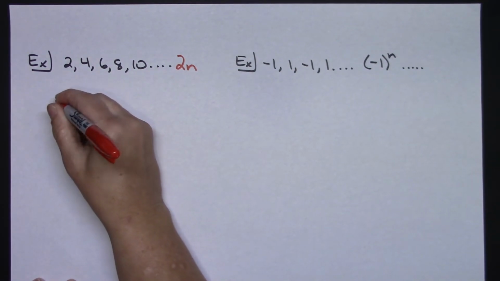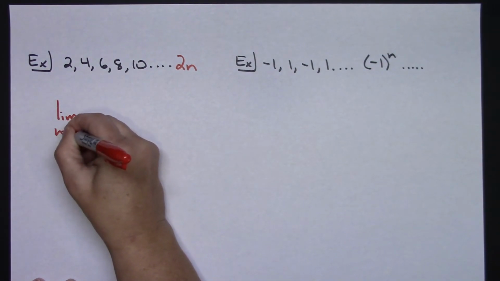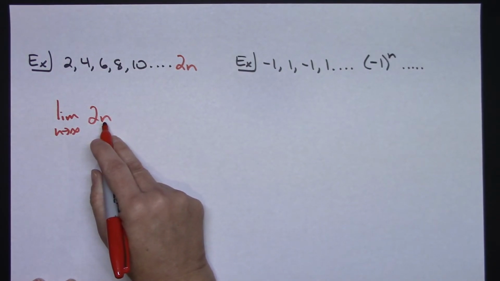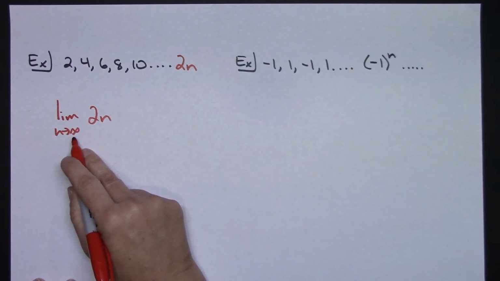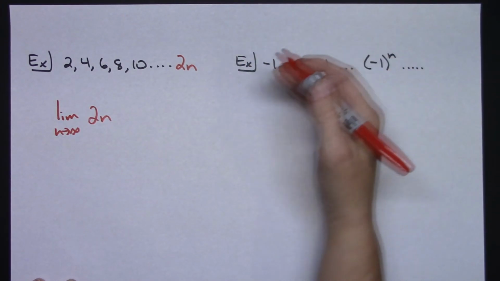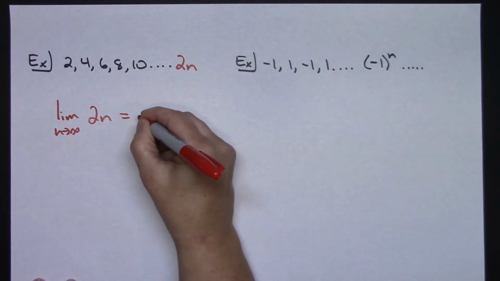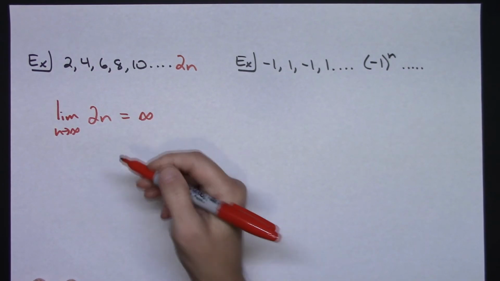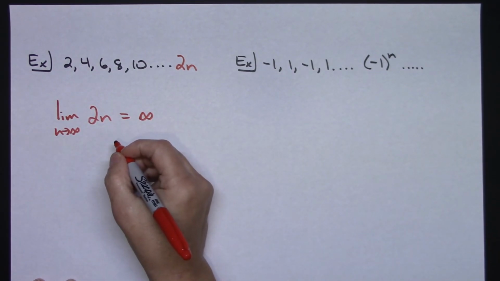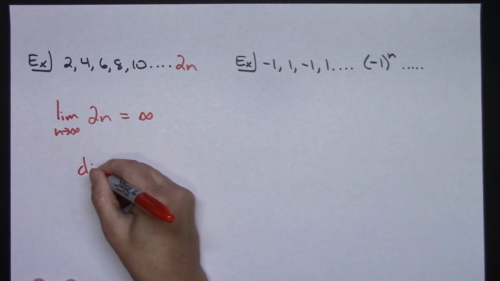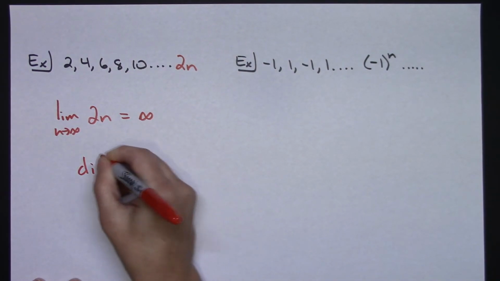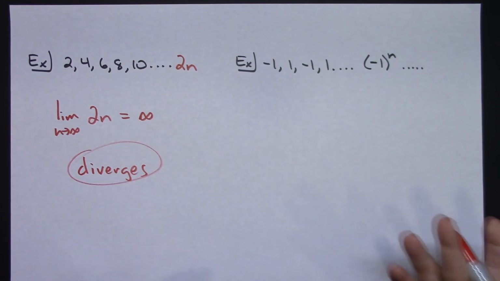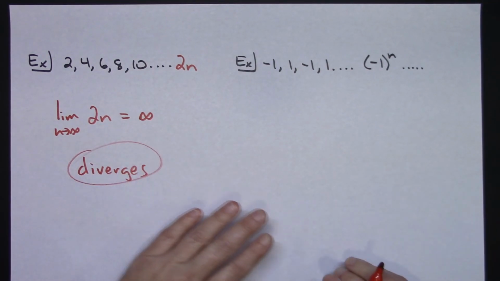So I'm going to take the limit as n approaches infinity of 2n. I'm going to do a substitution in there with infinity. Well, infinity is a really big number. Multiply it by 2, I have an even bigger number. So this limit is just going to go to infinity. When the limit is infinite or does not exist at all, then it is said to diverge. So this sequence diverges. I don't have a limit. The limit's going to infinity, so it's an infinite limit. I just say it diverges and I'm done.